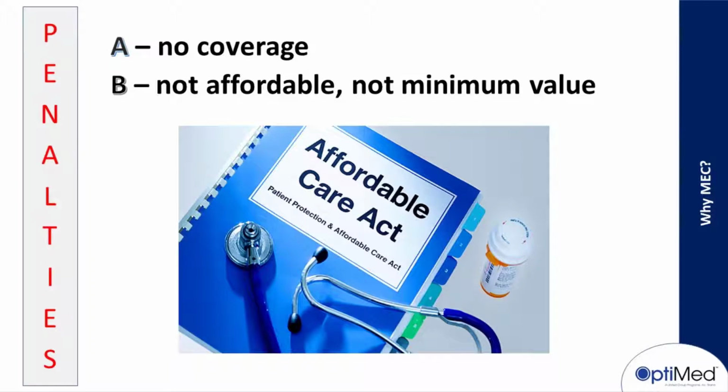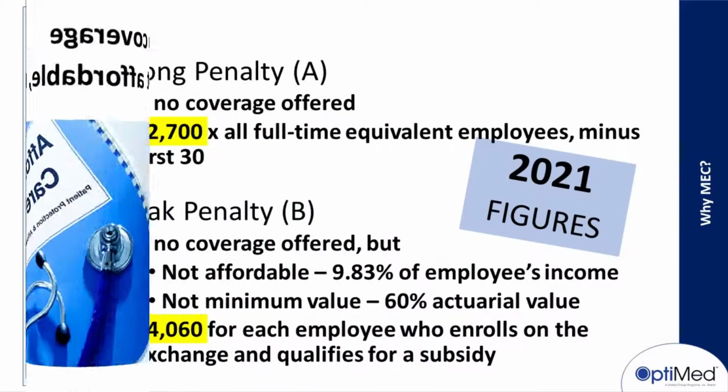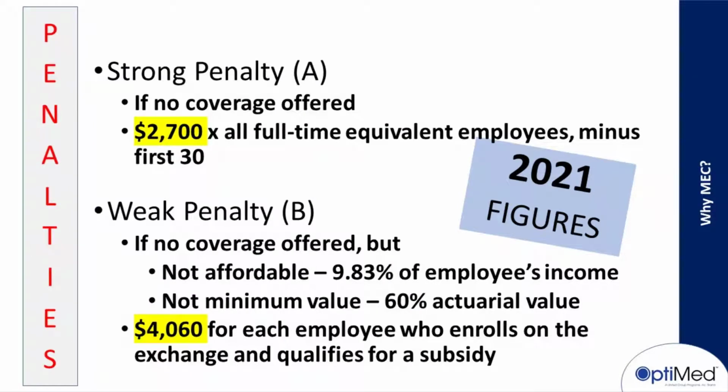If you do offer minimum essential coverage, but it's not affordable, meaning that it doesn't meet the 9.5, and I think it's like 9.56 or whatever it is now. If it's not 9.5% of the person's box 1 W-2 wages, their contribution to the plan, and it doesn't have a 60% actuarial value, it's not minimum value, an MVP, a minimum value plan.